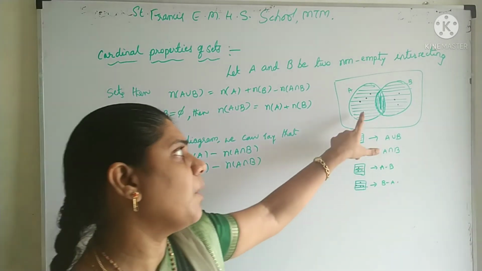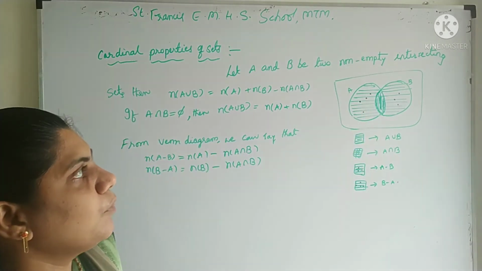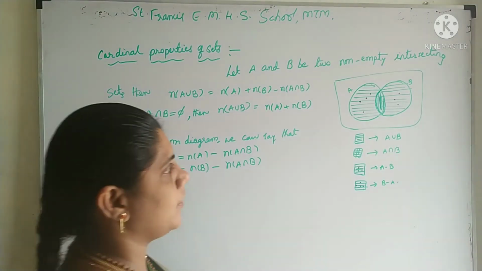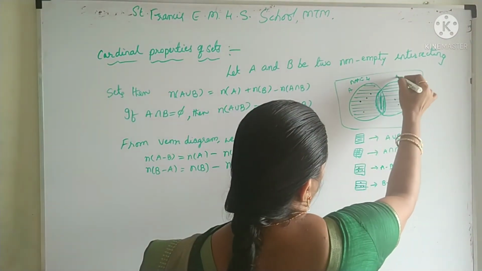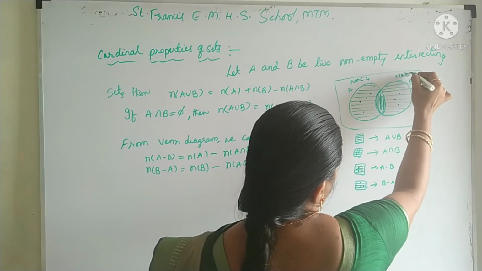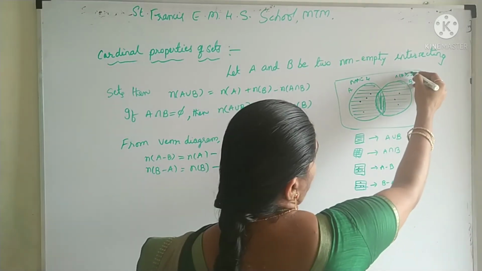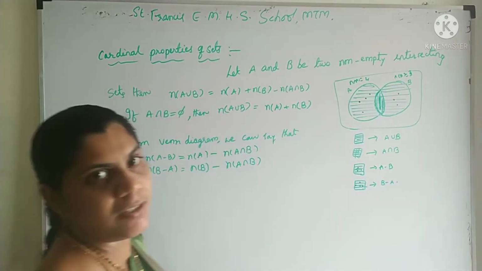n of A means the number of elements here. I have given 4 dots, right? n of A here will be 4. n of B is 3, 3 elements are there. Okay, 4 elements and 3 elements are there.